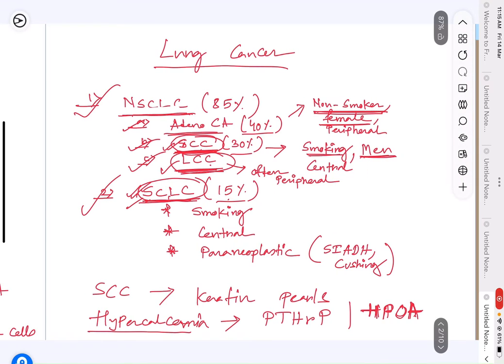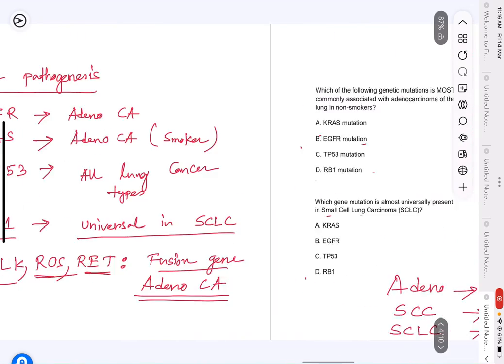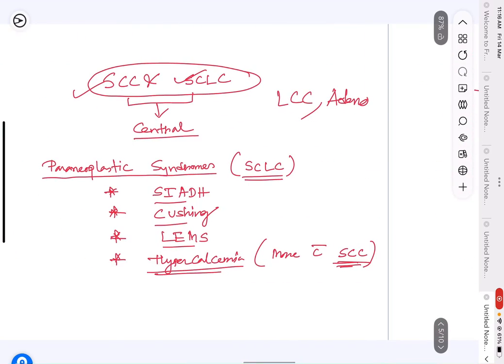Now, paraneoplastic syndromes that are associated with SCLC and SCC. Most of the paraneoplastic syndromes are associated with SCLC: SIAD, syndrome of inappropriate ADH secretion, where there is increased ADH, Cushing, and Lambert-Eaton myasthenic syndrome. These three are more associated with SCLC.